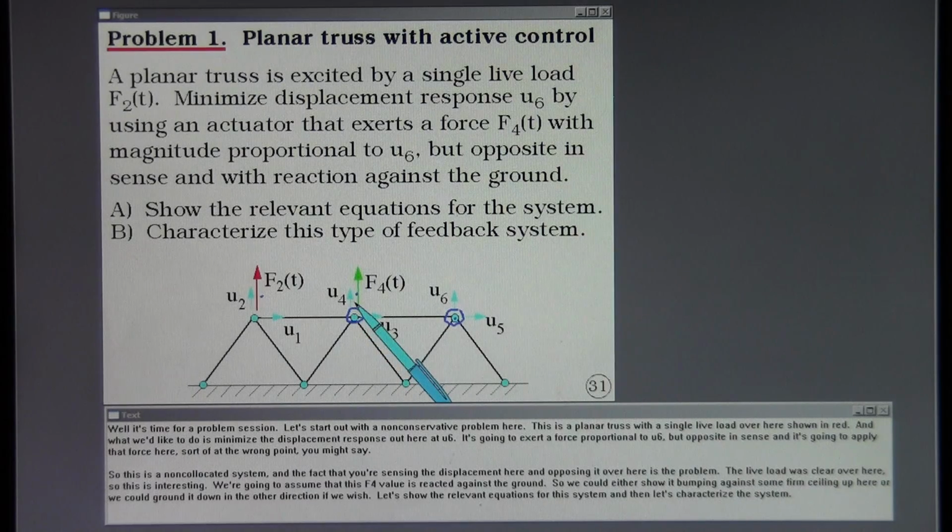The live load was clear over here. So this is interesting. We're going to assume that this F4 value is reacted against the ground. So we could either show it bumping against some firm ceiling up here, or we could ground it down in the other direction if we wish. Let's show the relevant equations for this system, and then let's characterize the system.